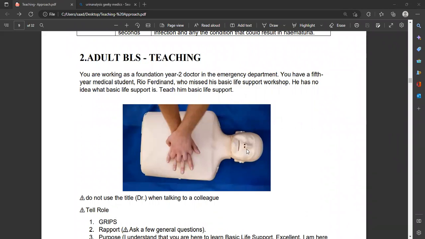I hope this clears. Okay, so let's move towards our second scenario. It's adult BLS teaching.